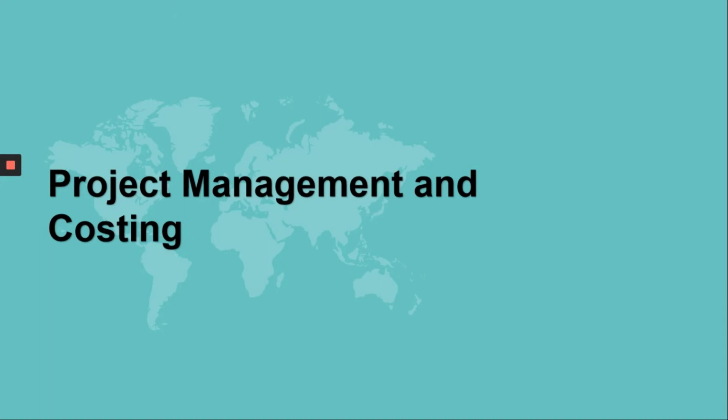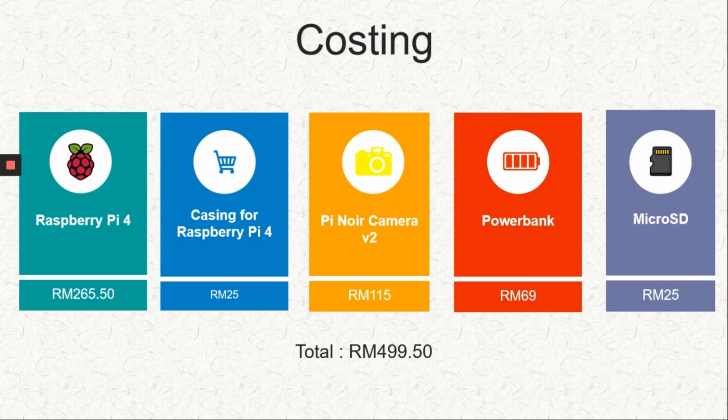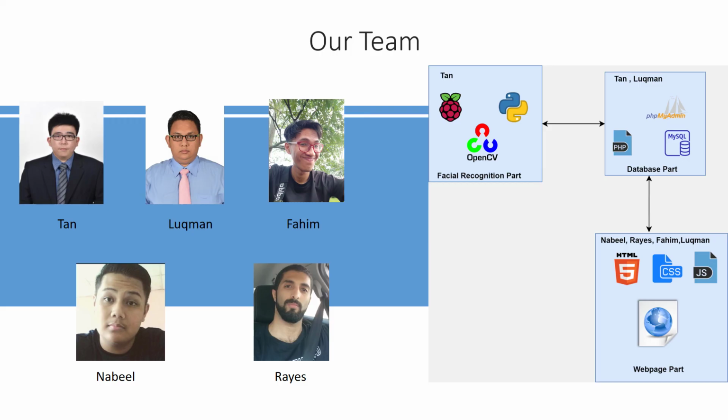Thanks, Reyes. I am Fahim from EKT360 and I'm going to present about project management and costing. This is our Gantt chart. We take around 10 weeks to research and develop the project and 2 weeks to finalize everything. Next is our costing. The total costing is 499 ringgit and 50 cents. This is our team distribution. It consists of 3 parts: facial recognition, database, and web page.